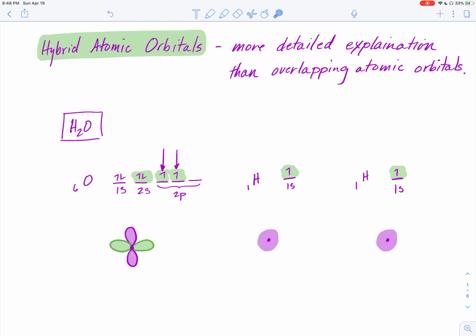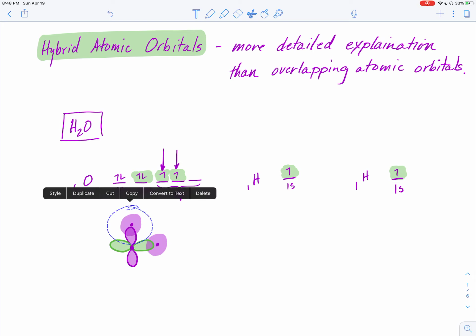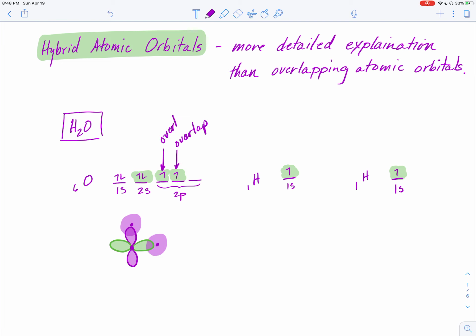But what would happen is the 1 electron in the 1s subshell for the first hydrogen and the 1 electron in the 1s subshell for the second hydrogen would overlap with the respective p subshells. So, for instance, it would do something like this. We come over here and overlap here, and this one would come over and overlap here. Essentially, you would have your overlap for each of the orbitals that now creates this bond that we draw as a line.